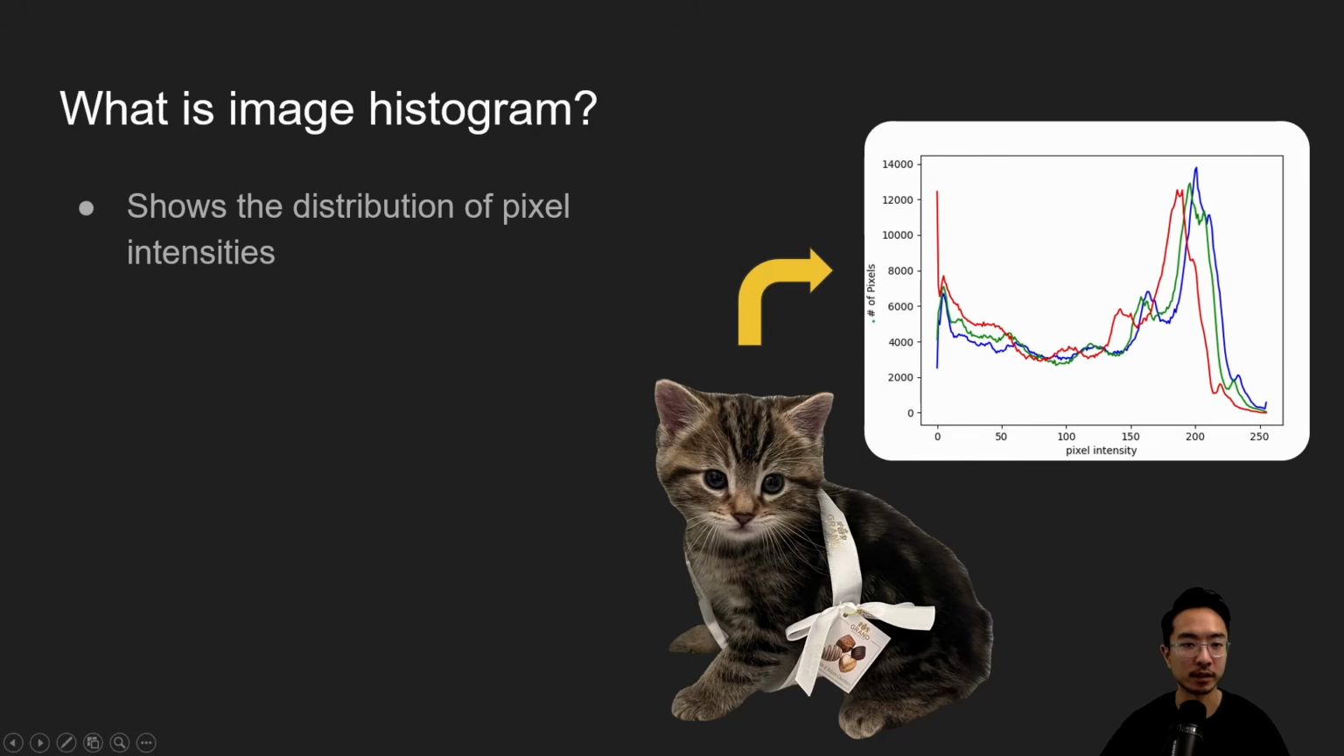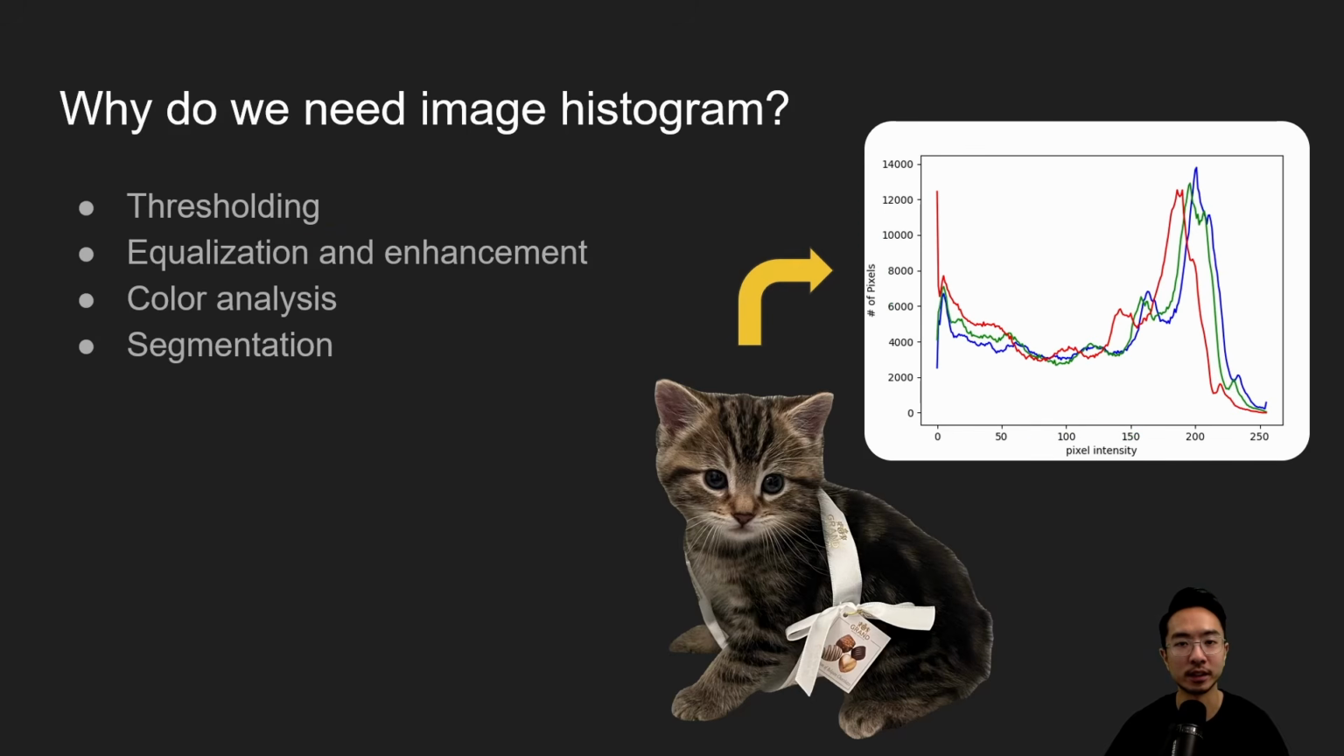Okay, so what is an image histogram? An image histogram shows the distribution of pixel intensities. So you can see we have pixel intensities on the x-axis and number of pixels on the y-axis. And here we have the three colors of the three different channels. So why do we need an image histogram? There's a lot of applications. One is for thresholding, could be for equalization and enhancement of images. Could do different things like color analysis or even some color segmentation if the peaks are in very different places.